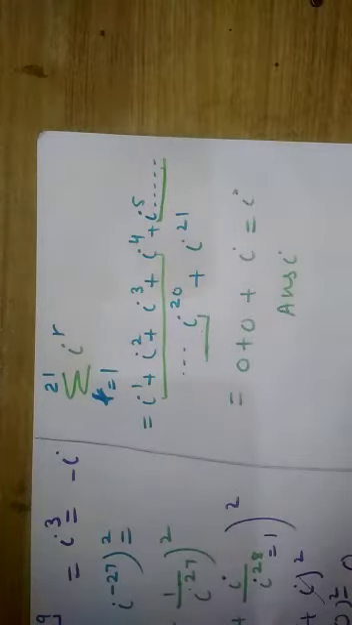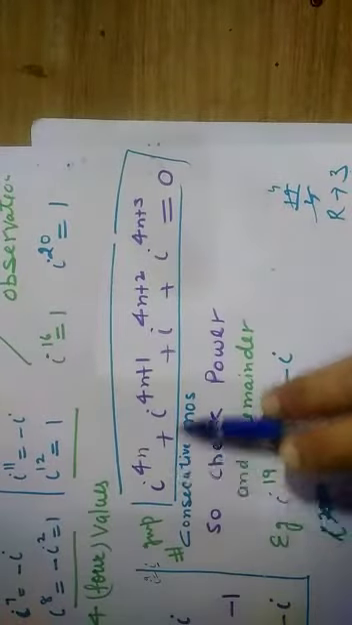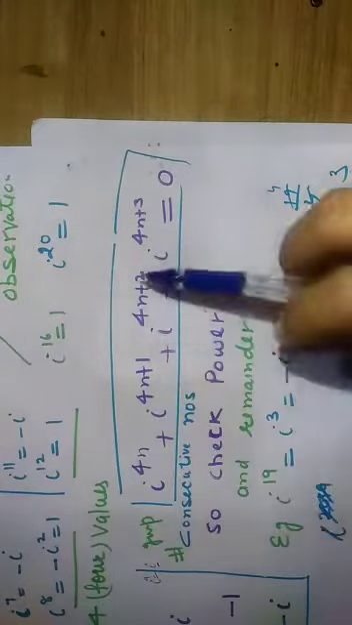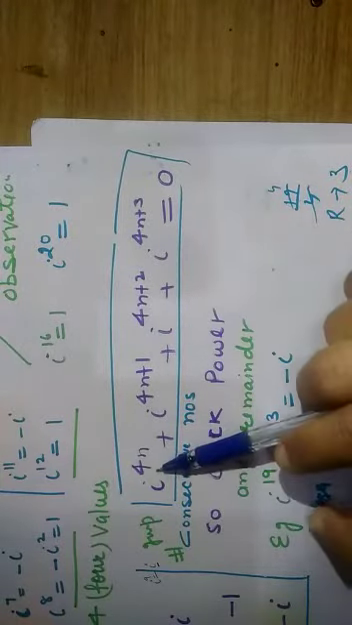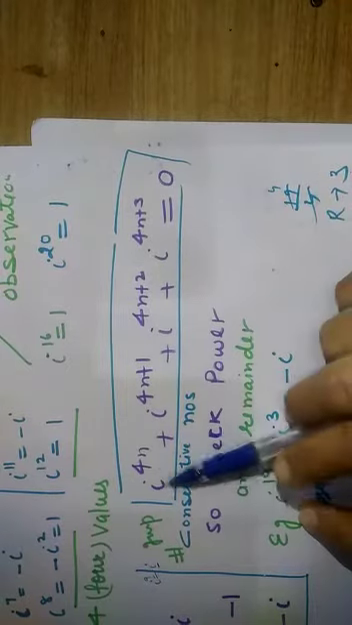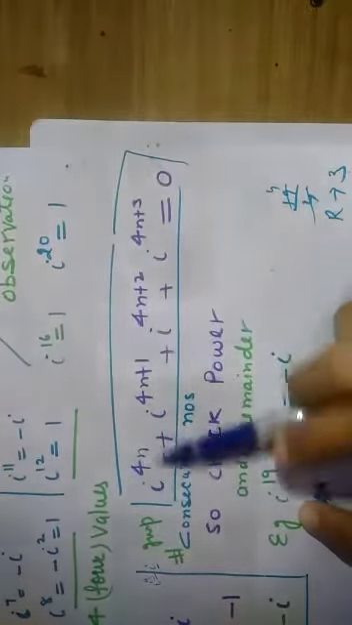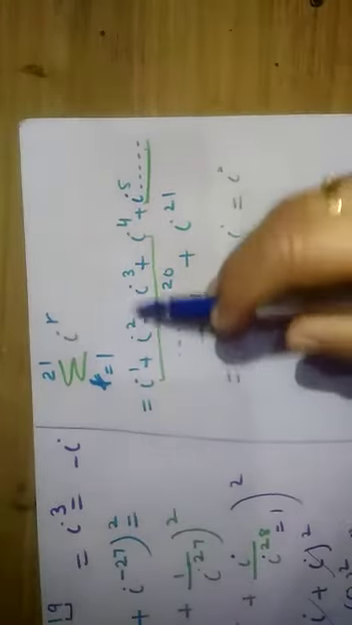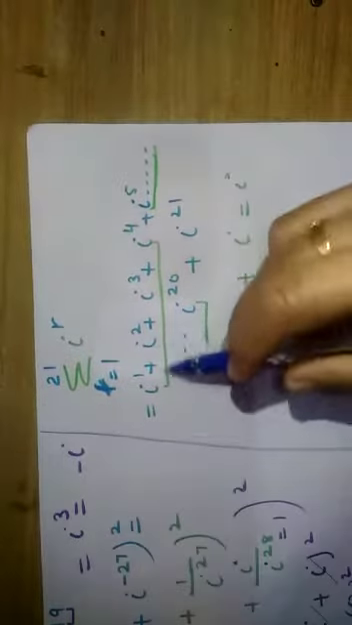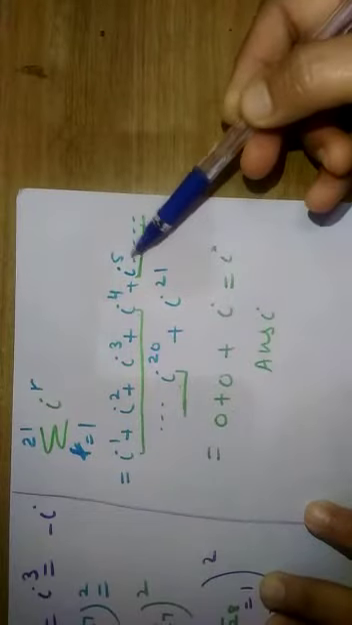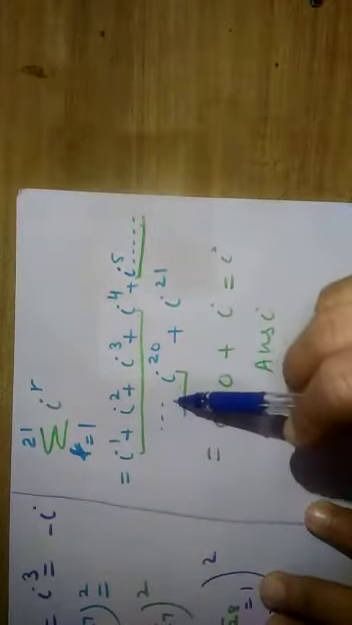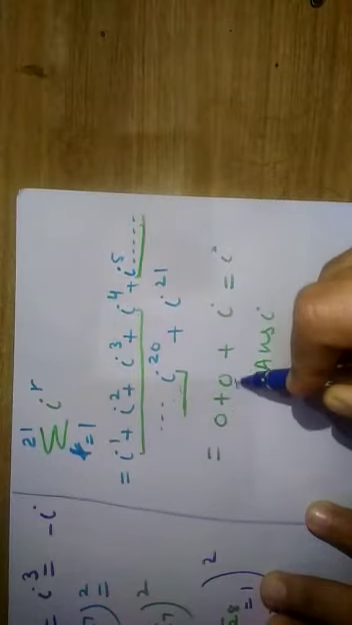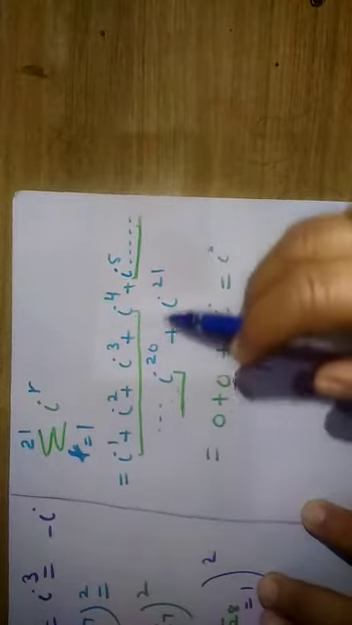So as you know, 4 consecutive numbers as powers, followed by each other, will give me the result 0: iota raised to power 4n plus 1, 4n plus 2, these are the consecutive powers, right? So the consecutive powers of iota 1, 2, 3 and 4 will give me the result 0. And the next group 5, 6, 7 and 8 will also give me the result 0.